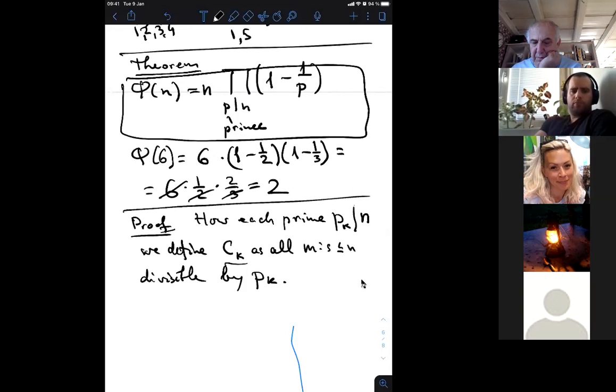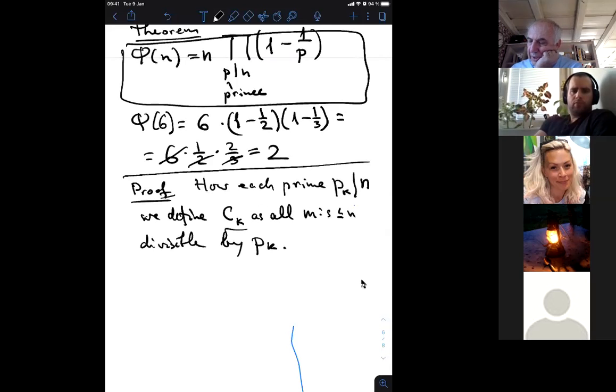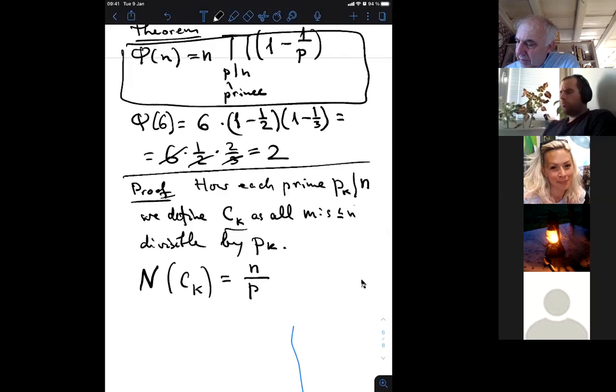Now, how many numbers are there which satisfy ck? So the cardinality of ck, or so how many numbers in between 1 and n are divisible by pk? That's obviously n divided by pk. And notice that n itself is divisible by pk. So it's pk, 2pk, 3pk, 4pk, and so on until we hit n. So the number of such numbers is n divided by pk.